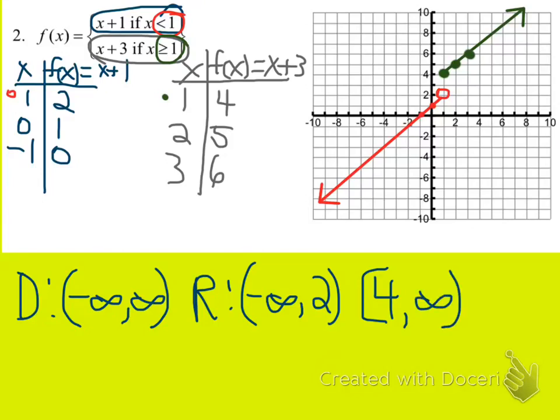Remember, when we have a gap or a space, like you can see right here, we use what's called the U for union. So that means the range would be all the solutions from negative infinity to 2, not including 2 because it's an open circle, and then it would jump up to 4 and go on to infinity.